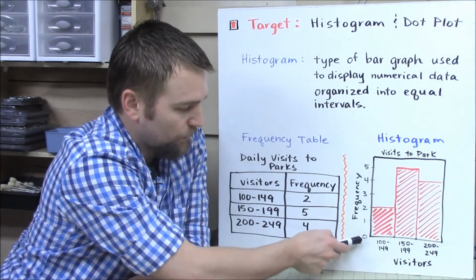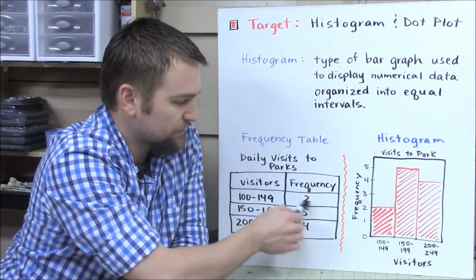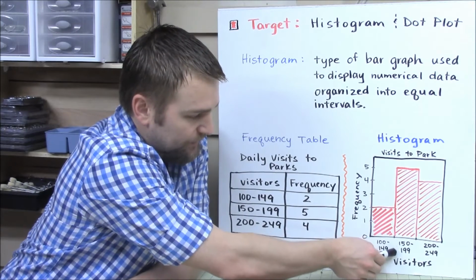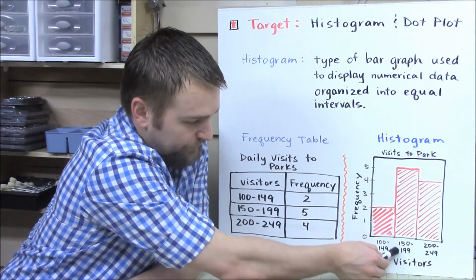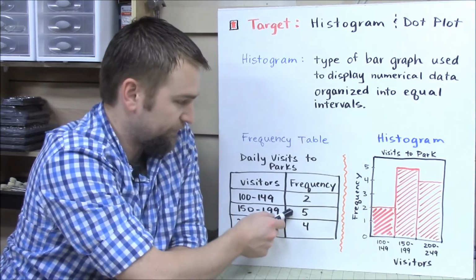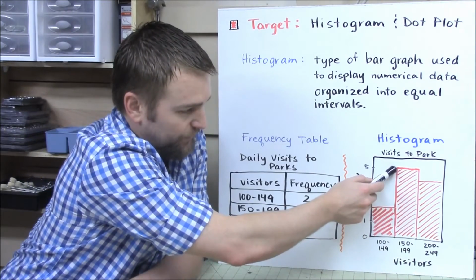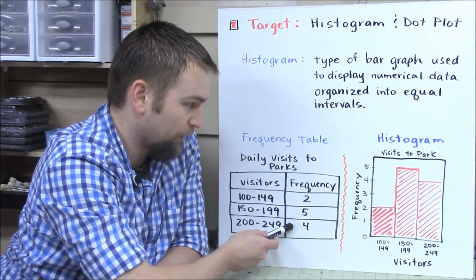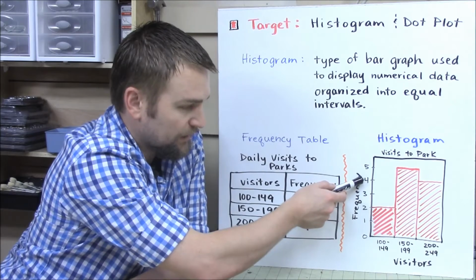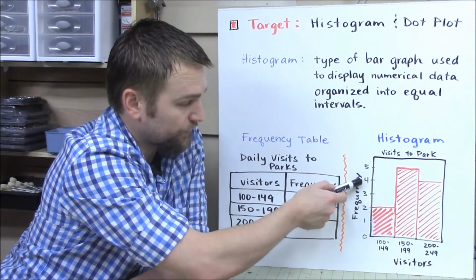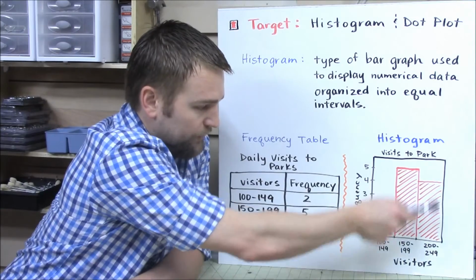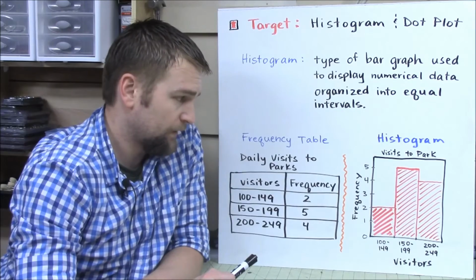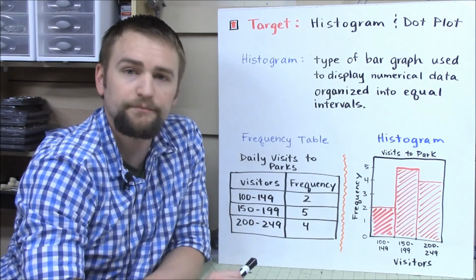So let's take a look here. From 100 to 149, I had 2, so the bar goes up to 2. And then from 150, it takes over right at that point. So 150 to 199, we had 5, so the bar goes up to 5. And then from 200 to 249, we had 4. So our frequency in between that interval, the data happened 4 times, so our bar goes up to 4. So this would be a completed histogram representing this data set.